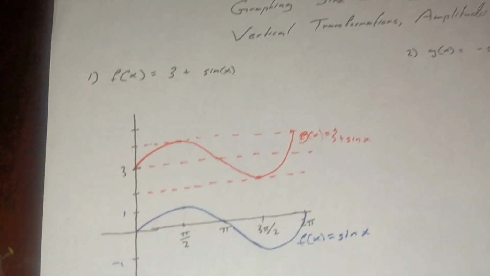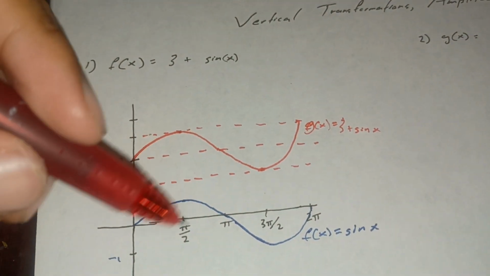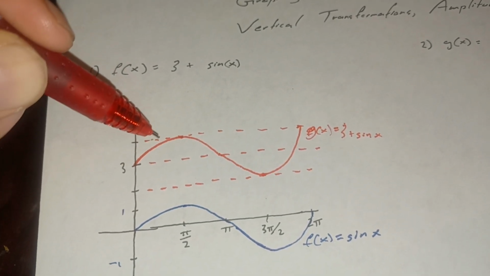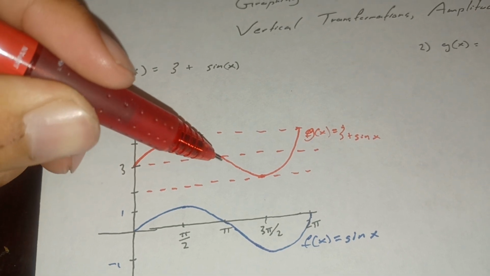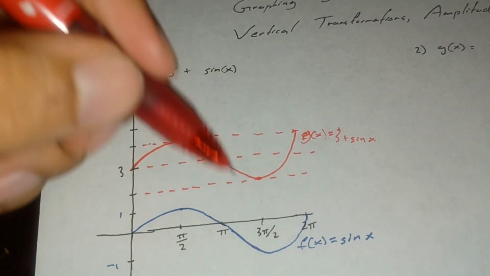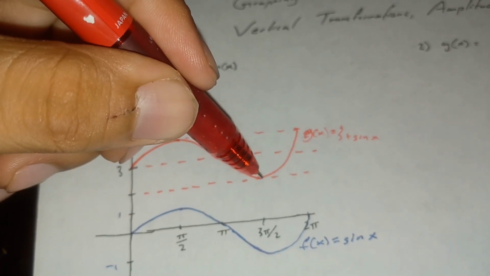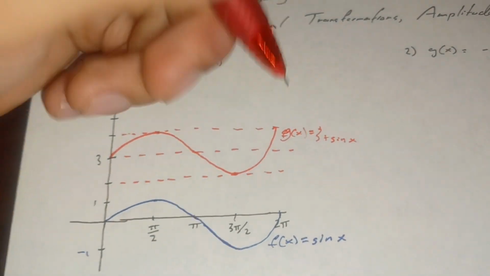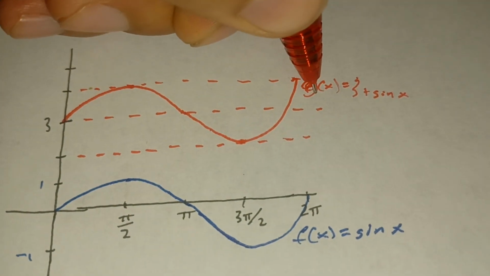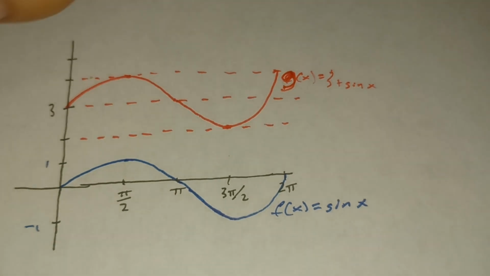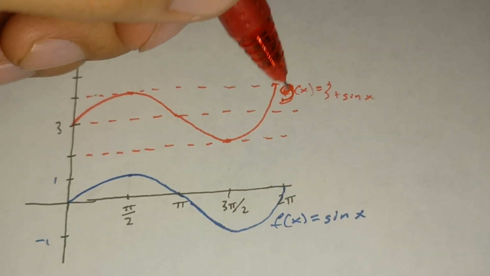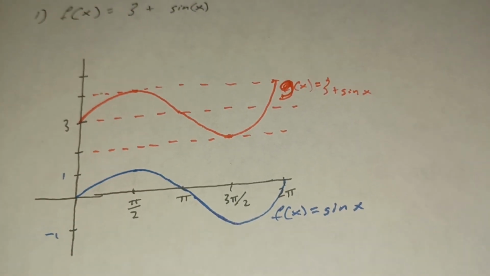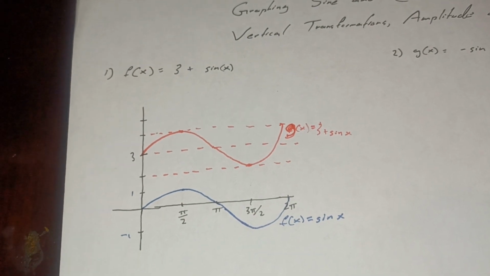So this is what we came up with. Again, shift the graph of sine up 3 units, 1, 2, 3, and this goes all the way to 4. This again crosses the x-axis at pi, goes down to 2, and then goes back up to 4. I changed this to the graph of g of x instead of f of x, so we don't get confused with the graph. So our new function is g of x equals 3 plus sine of x. So that is how you graph number 1.